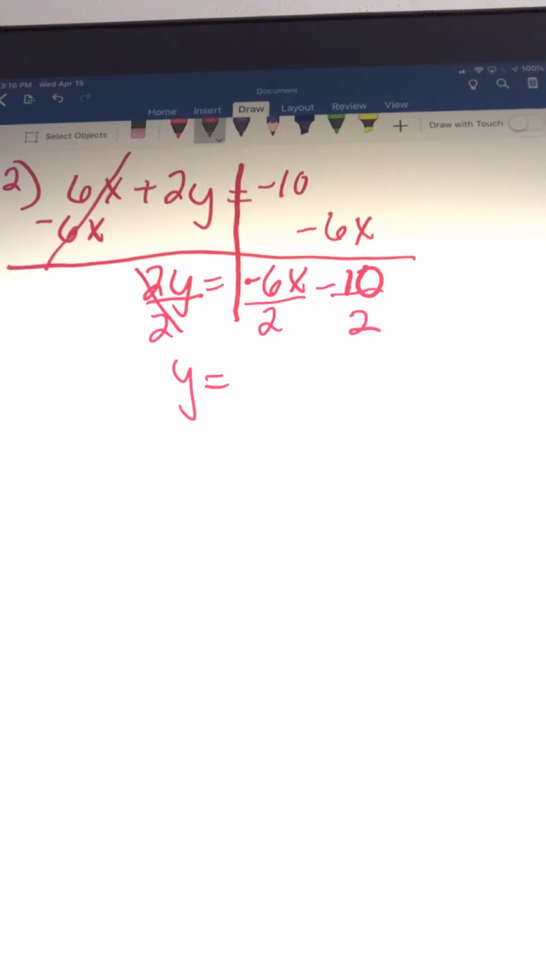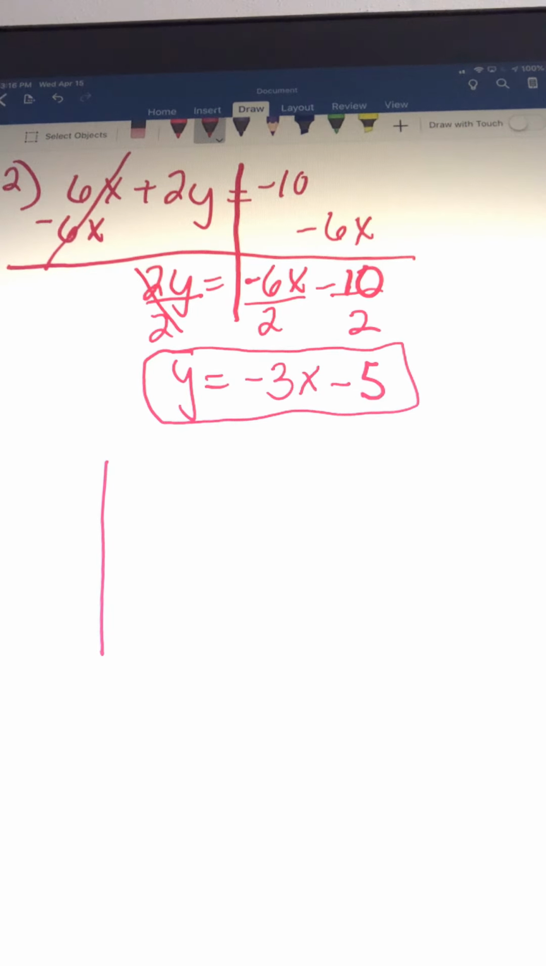So negative 6 divided by 2 is negative 3x. Negative 10 divided by 2 is negative 5. I would box your equation, y equals mx plus b, and then I'm going to give you your function table. So here we go. I should say function table. We're going to put negative 2, 0, 1. And again, I'll give you your values.